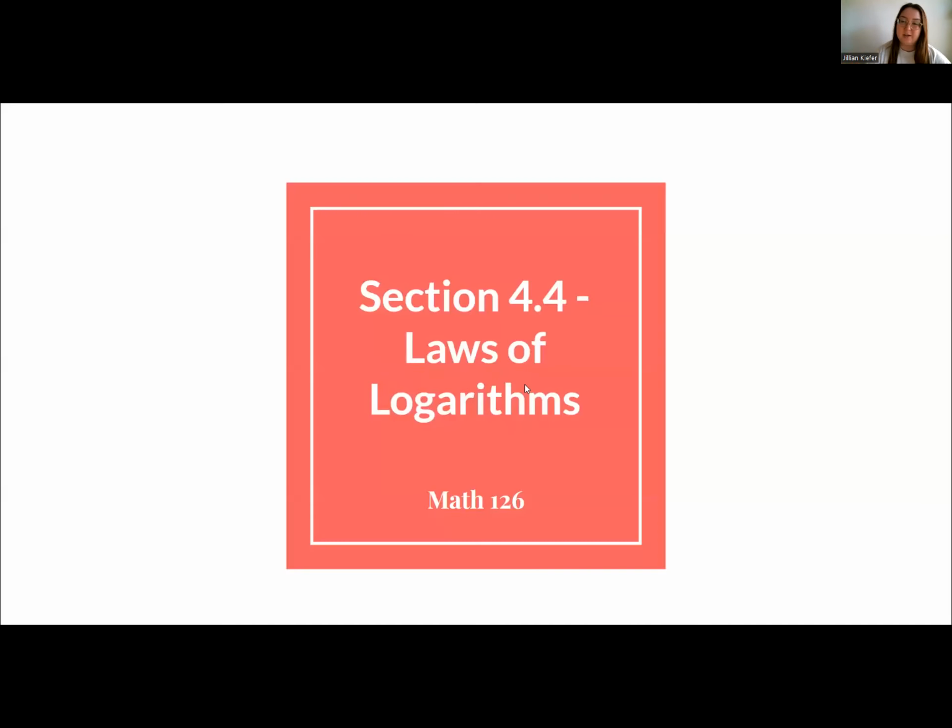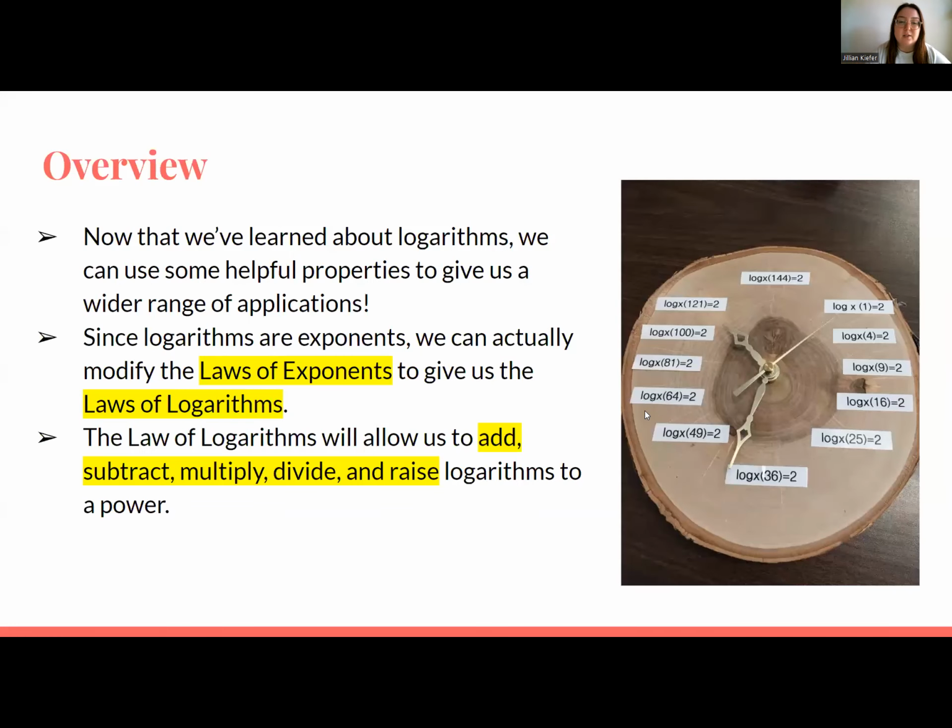Hello, everyone. We're going to go ahead and go over section 4.4, which is on the laws of logarithms today. So we've learned about logarithms in our last section, 4.3, and now we're going to go over some really helpful laws that we'll have in order to simplify logarithmic expressions or expand logarithmic expressions. Now that we've learned about logarithms, we can have some helpful properties that will give us a wider range of applications with logarithms.